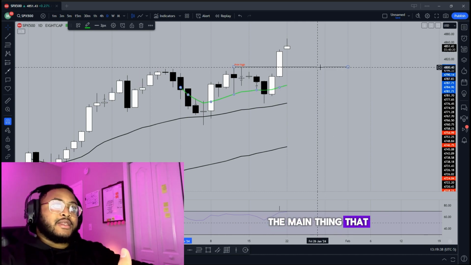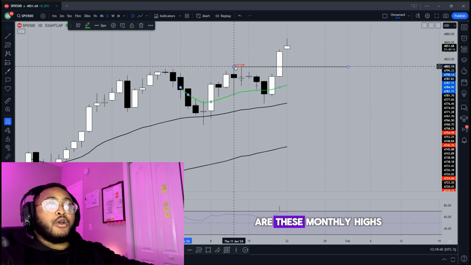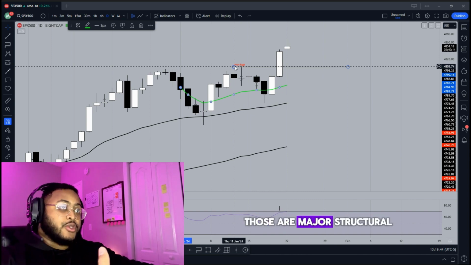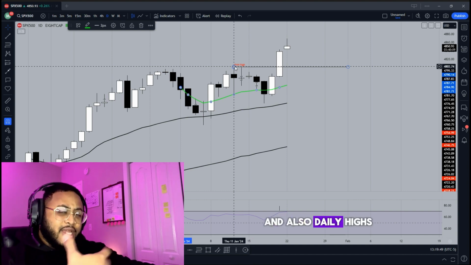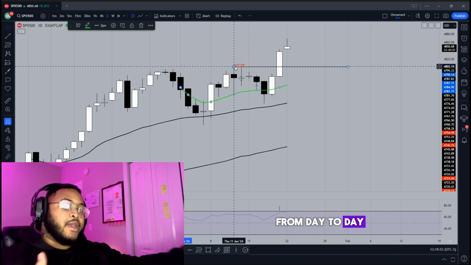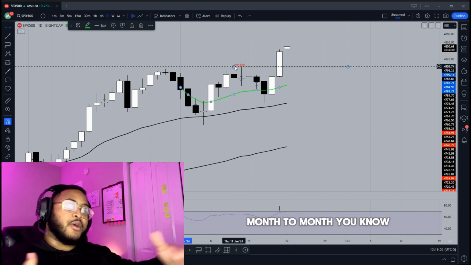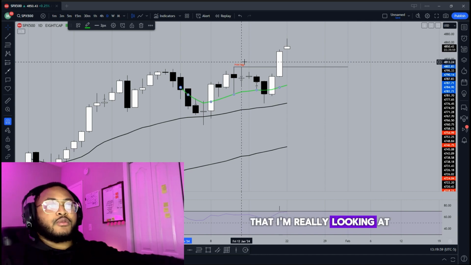The main thing that sets off an alert for me are these monthly highs. Those are major structural points that I take in view, and also daily highs and stuff like that. But since we're trading from day to day, from week to week, month to month, these major structural points for me specifically are the main things that I'm really looking at.